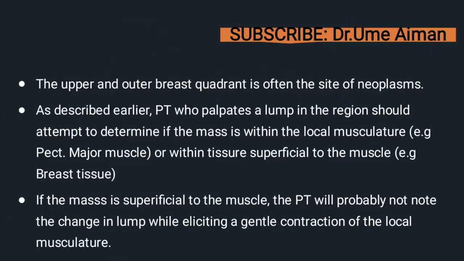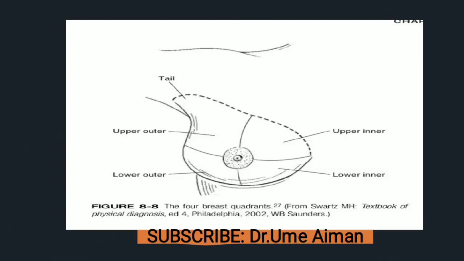The upper and outer breast quadrant is often the site of neoplasms. As described earlier, a physiotherapist who palpates a lump in the region should attempt to determine if the mass is within the local musculature, like the pectoral major muscles, or within tissue superficial to the muscle, the breast tissue. If the mass is superficial, it probably will not change while eliciting a gentle contraction of the local musculature. These are the quadrants of the breast: upper inner, lower inner, upper outer, and lower outer.